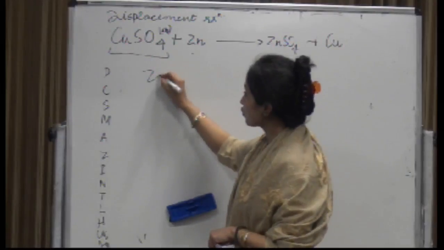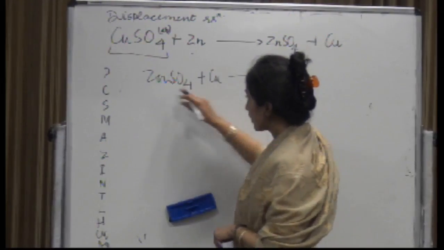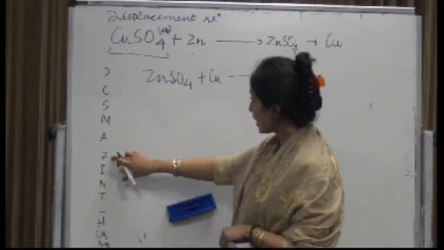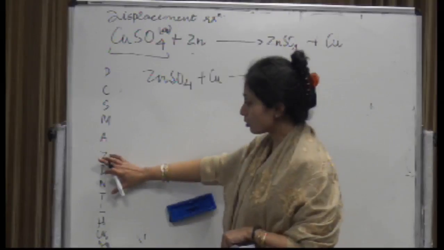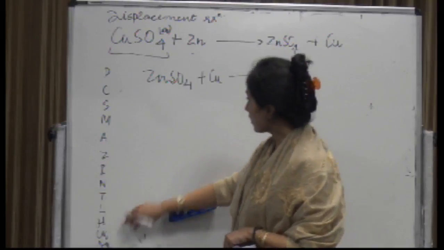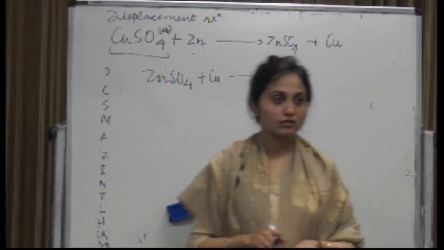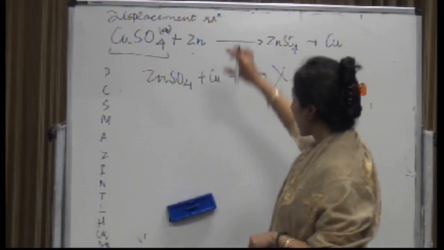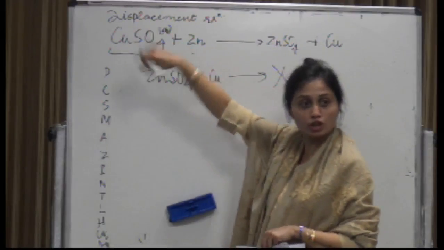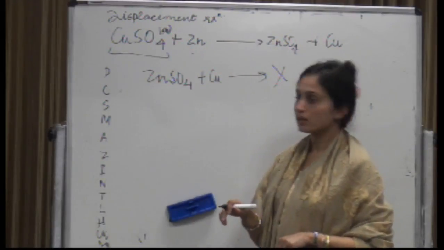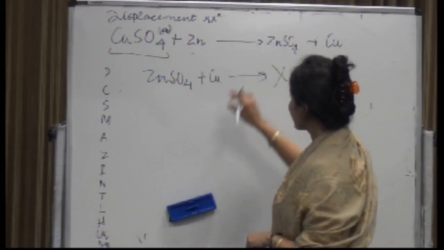But if you actually do ZnSO4 and then add copper to it, now because you know Zn is more reactive than copper, this copper will not be able to replace Zn. तो ये याद रखना that a more reactive metal can displace a less reactive metal from its solution, not the other way around. Clear? So in this case there will be no reaction.